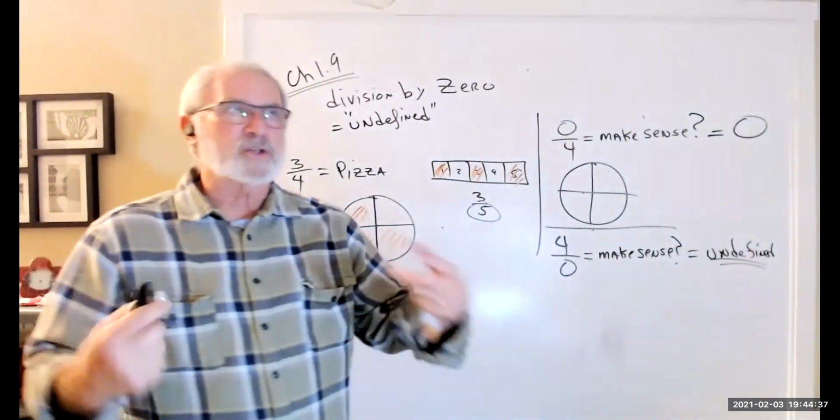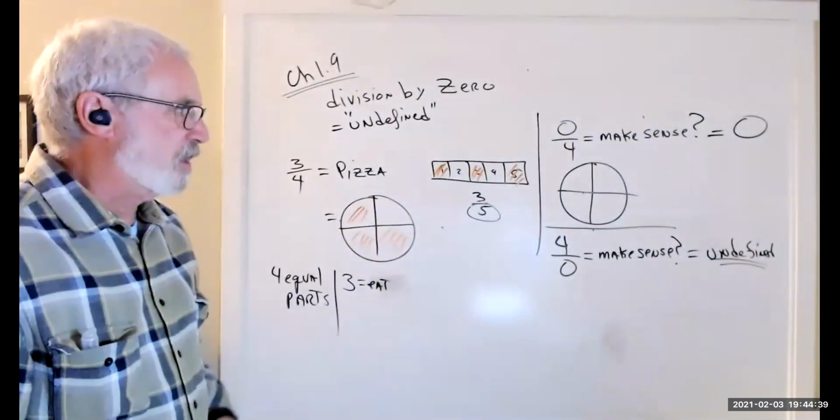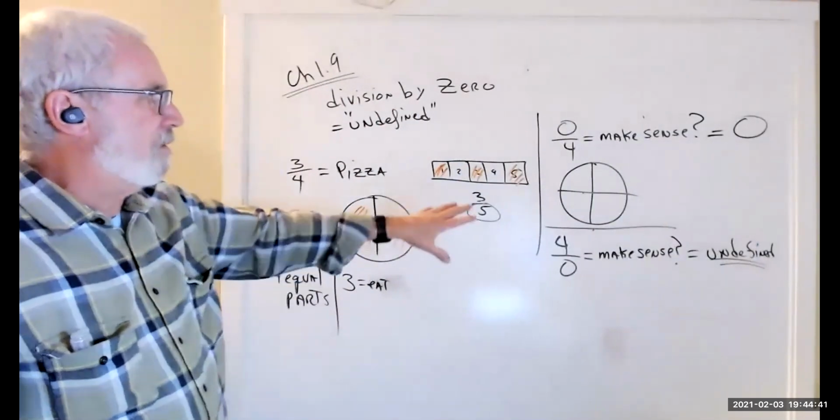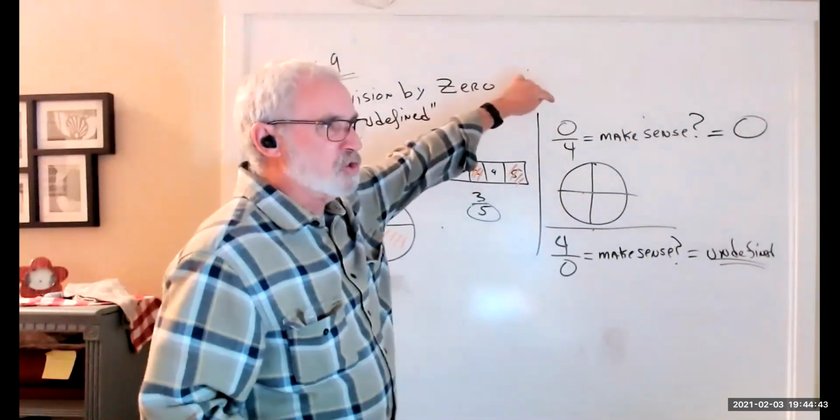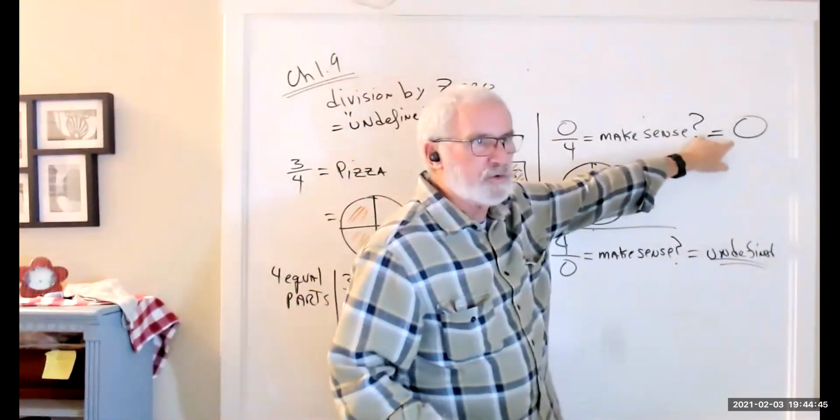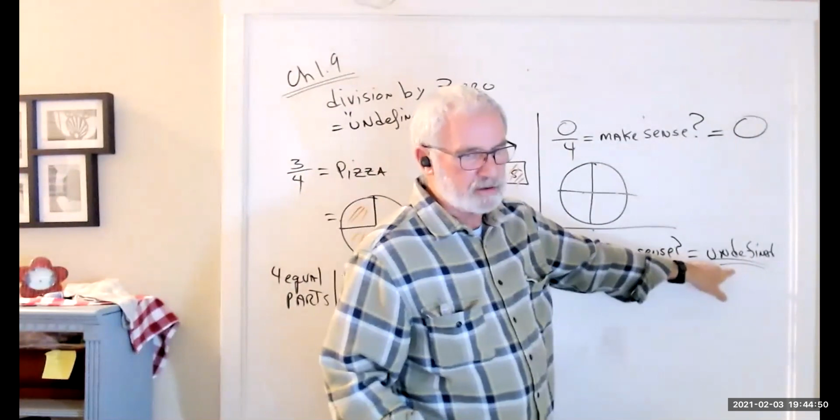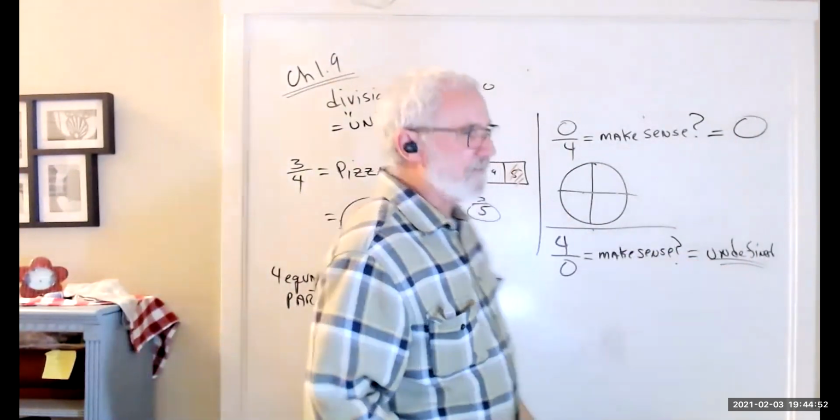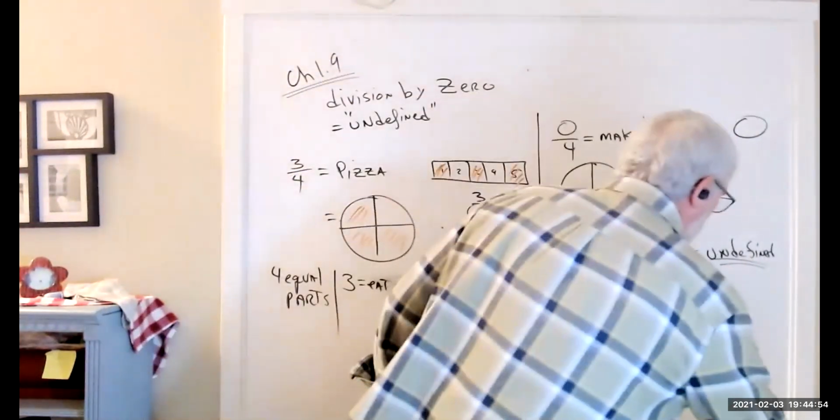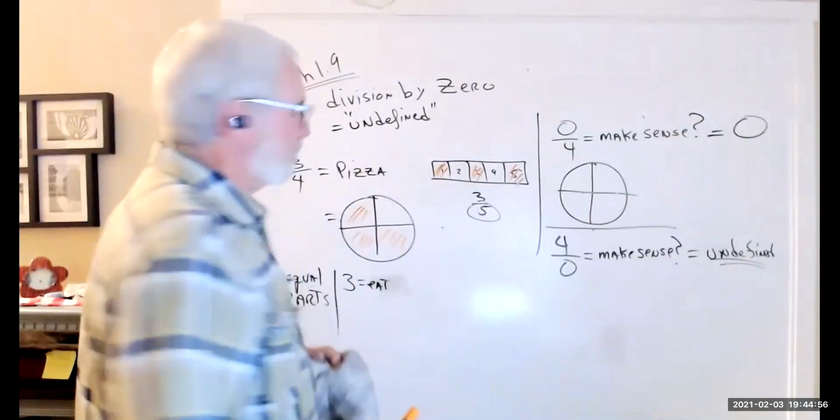Now, there's other more sophisticated ways of showing this, but that's the basic idea. 0 on top, the answer is 0. 0 on bottom, the answer is undefined. Okay, always.